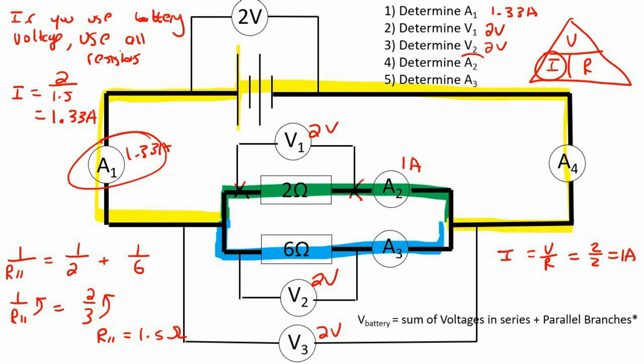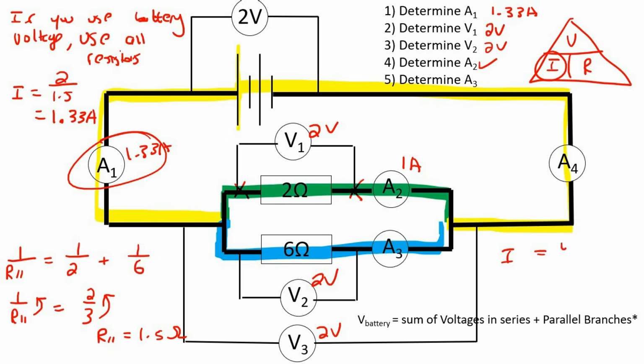The next one says calculate A2. Oh no, that's the one we've just done. The next one says calculate A3, so that's this one. Now there are multiple ways that you could do this one. You could use I equals V over R, and you could use the 6 and the 2. Okay, let's just try that.